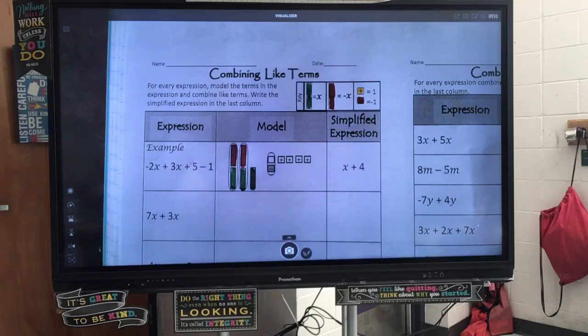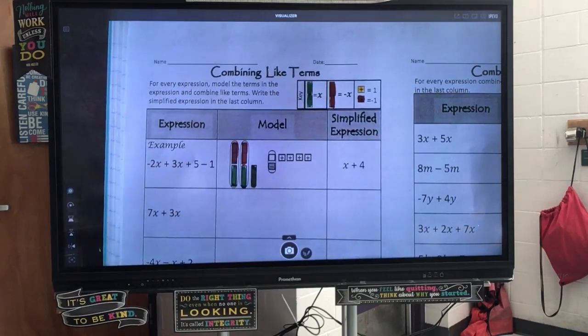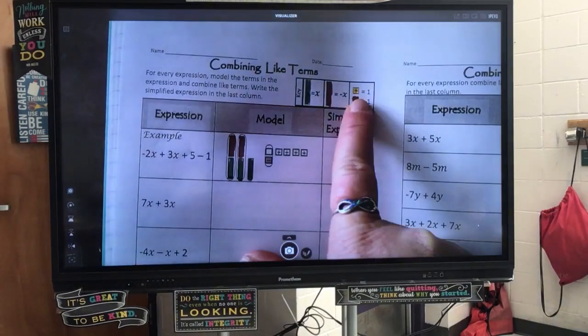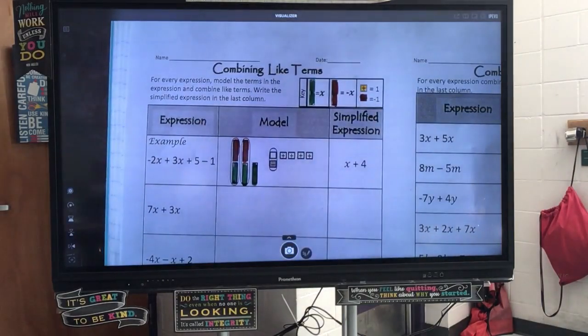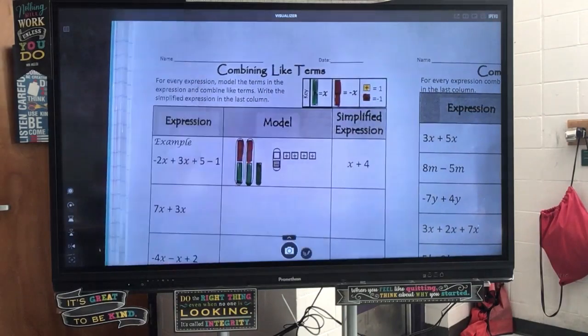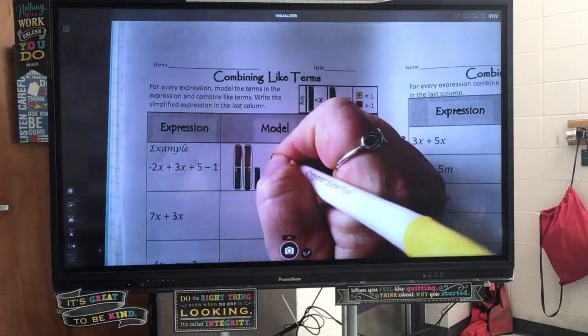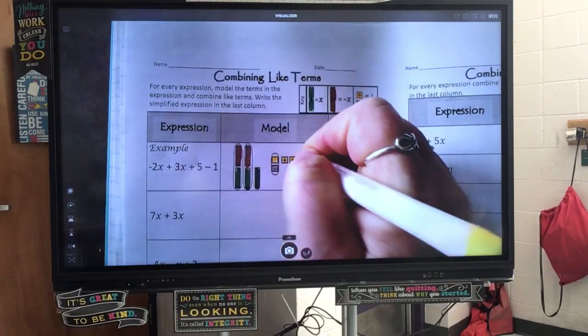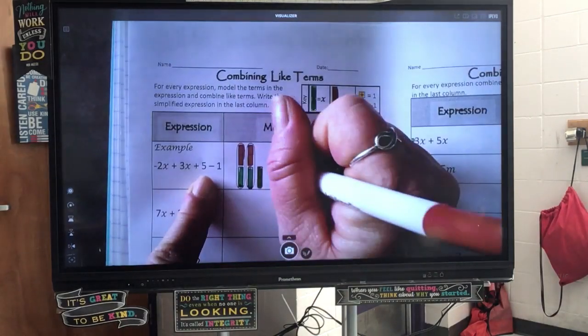Alright, now these little blocks over here represent the numbers that don't have a variable with them. So that is why this is going to be yellow, and then that is going to be red again. How many positive 5s do we have? 5. So you have 1, 2, 3, 4, 5. And then obviously we have minus 1, so we have 1 negative.